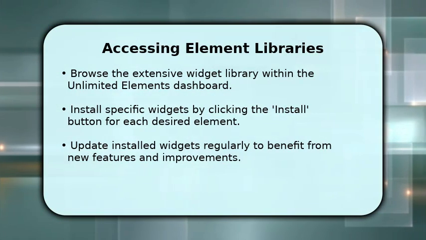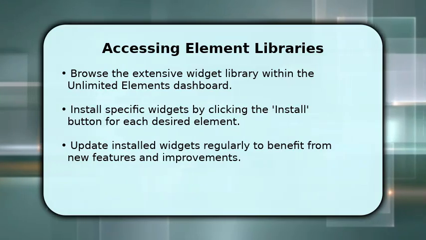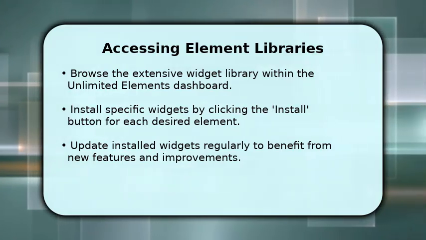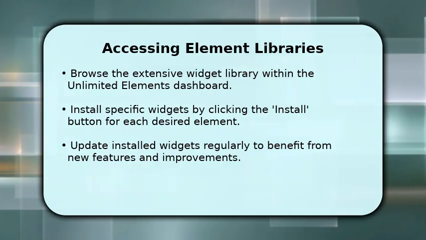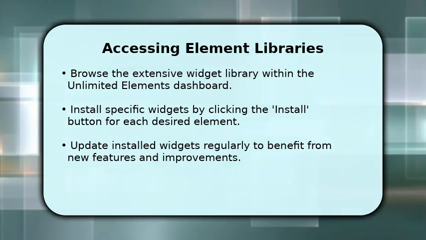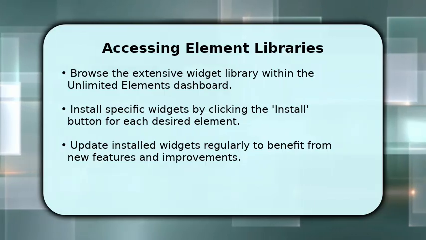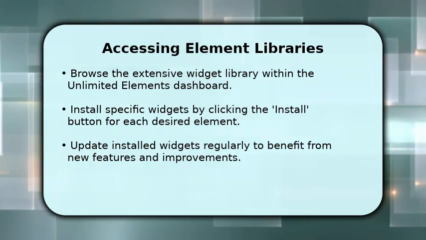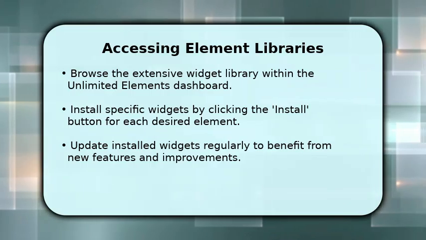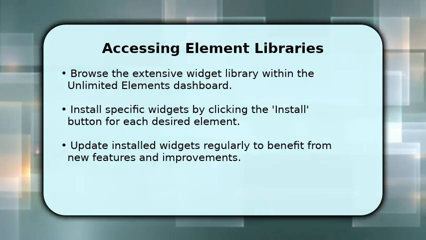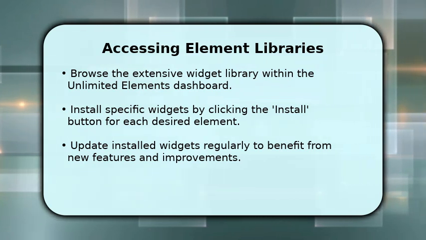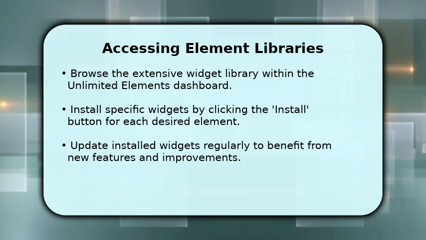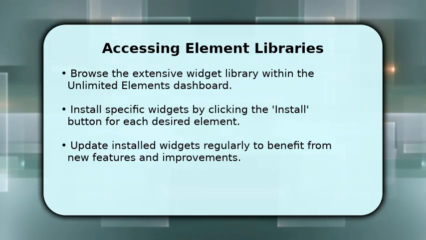After activation, you'll find a new menu item for Unlimited Elements in your WordPress dashboard. Click on it to explore the vast library of widgets. You can preview each element to see its functionality before installing. Simply click the Install button for any widget you wish to use on your site. Remember to keep your installed widgets updated to ensure optimal performance and access to the latest design options. This keeps your toolkit fresh and powerful.